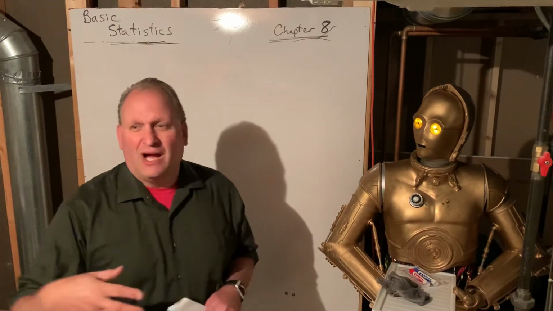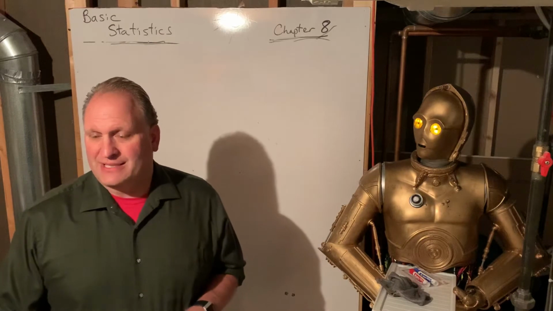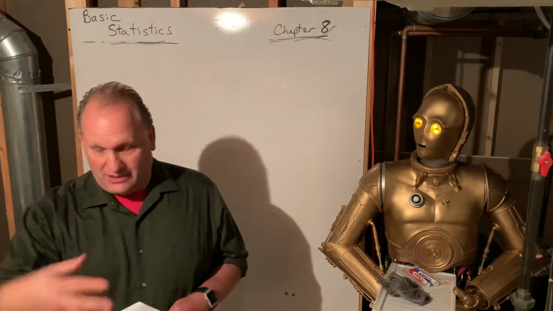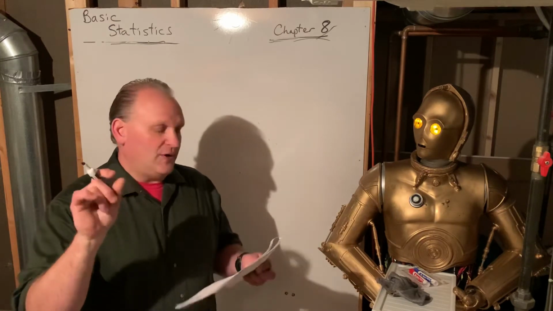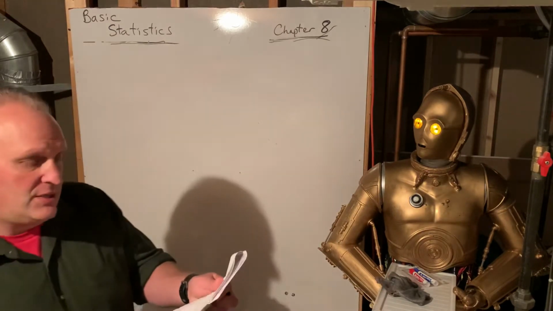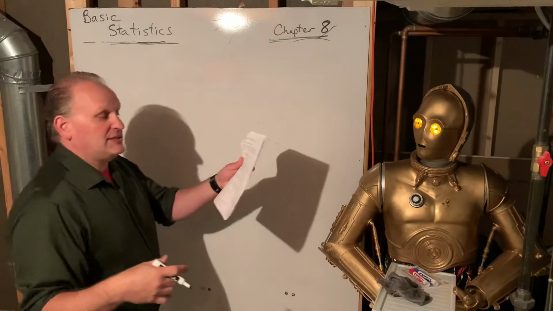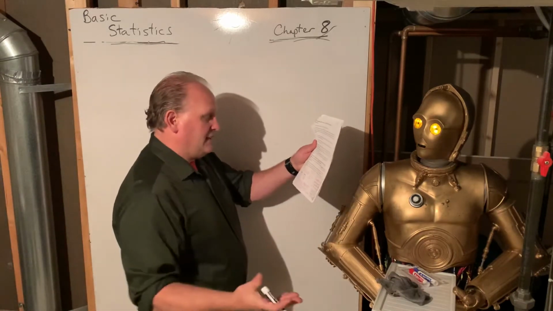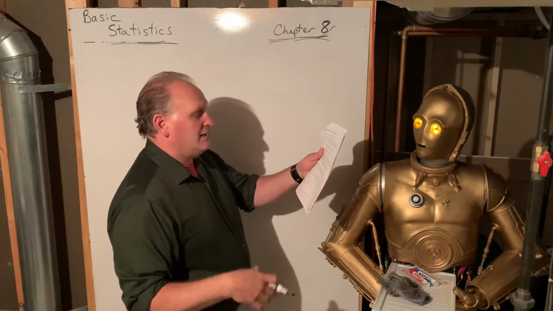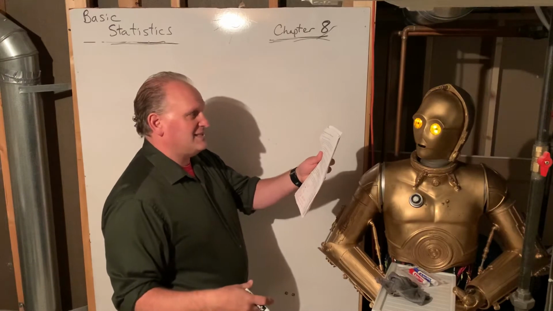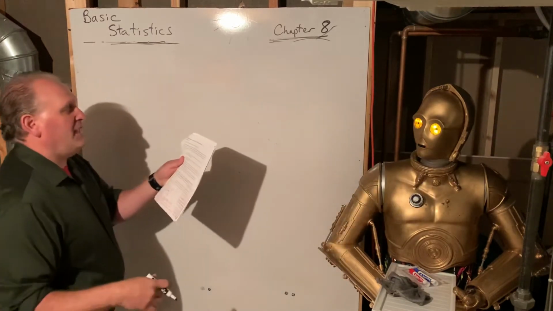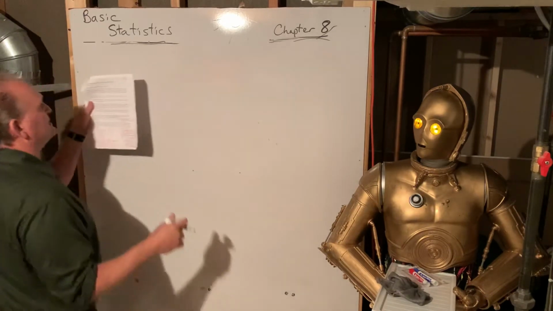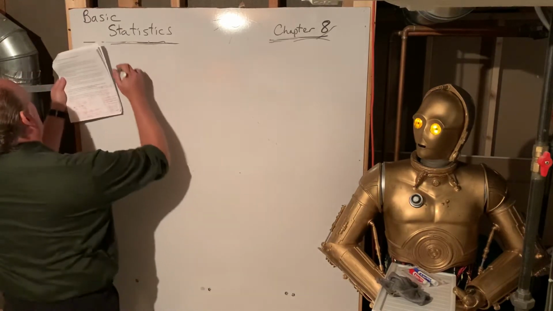It doesn't work 100% of the time with hypothesis testing that you could just instead do a confidence interval. But if the question is about not equal to, you can get away with just a confidence interval and make a generalization about the hypothesis test. So let's take a look. 8.6, Basic Statistics, we're on page 16 of the packet.